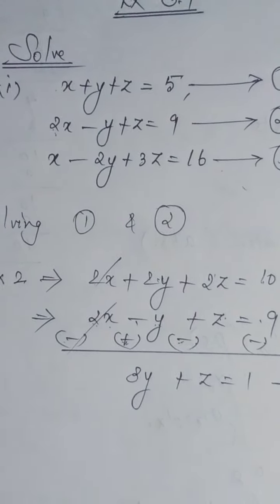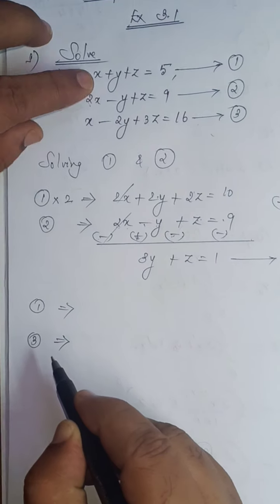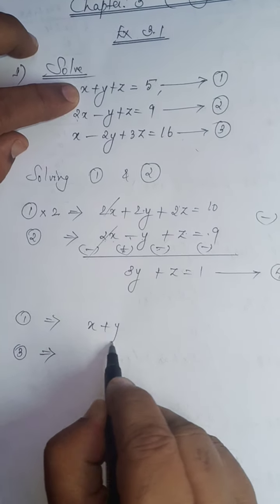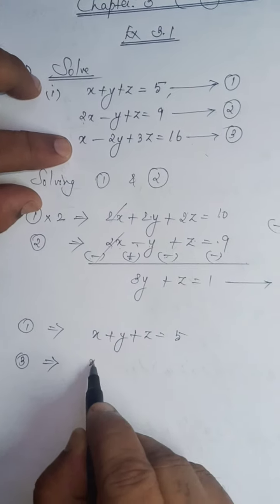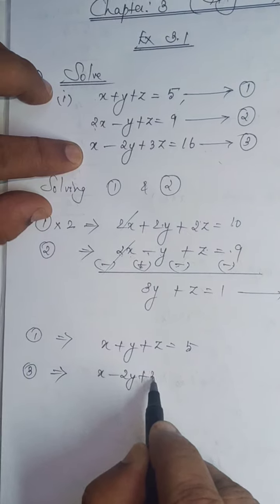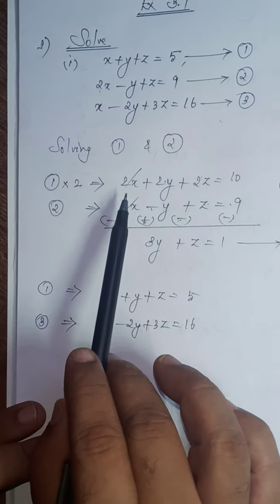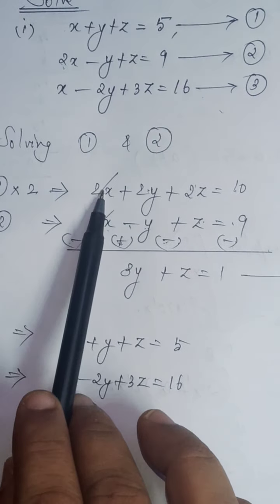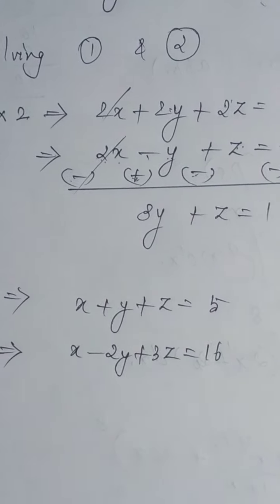So equation number 1 and equation number 3, write as it is. Equation number 1, please. X plus y plus z, that is equal to 5. Equation number 3, x minus 2y plus 3z, that is equal to 16. Here, which variable we have eliminated? X. The same x has to be eliminated here also. Okay.